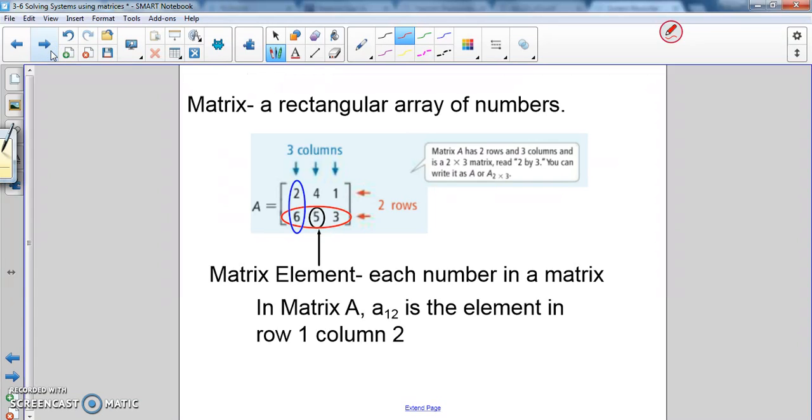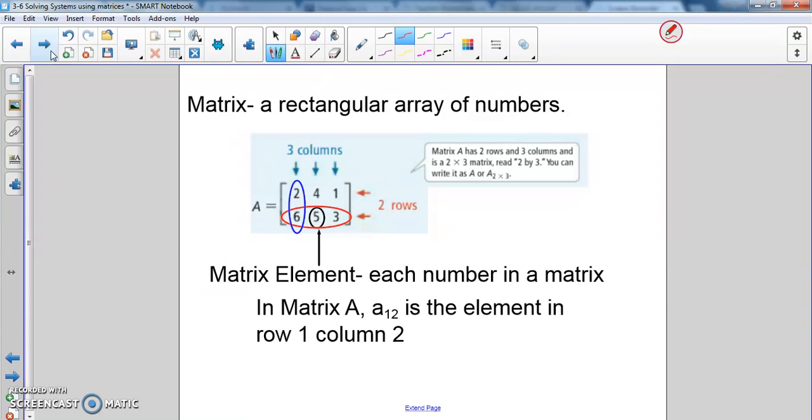The first thing we need to get to know is, what is a matrix? A matrix is a rectangular array of numbers. You usually display the array within brackets, as you can see in our example, and the dimensions of a matrix are the number of rows and the number of columns in the array. So, when we're saying the dimensions of a matrix, we do rows by columns.